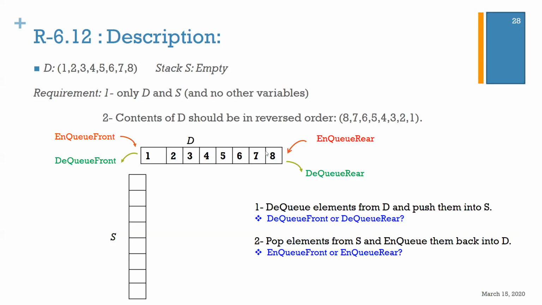We have two questions. To repair this sequence by using the stack, we'll use DQ front or DQ rear from D. Also, pop elements from the stack and put them back to NQ in D. Will we NQ at the rear or NQ at the front? Somebody write DQ front, pop, NQ rear.